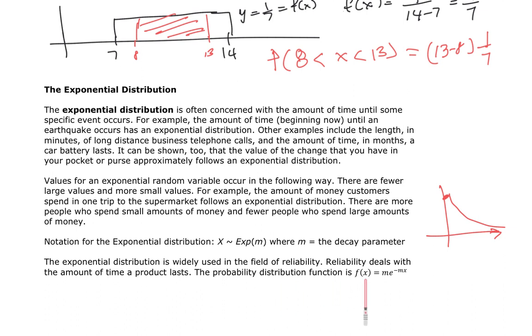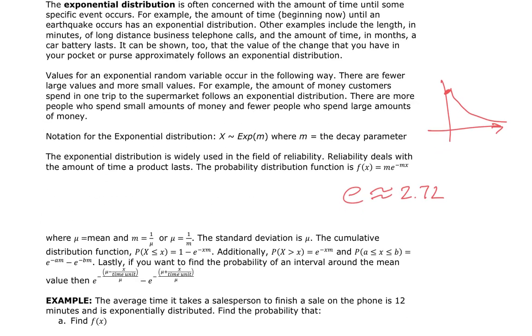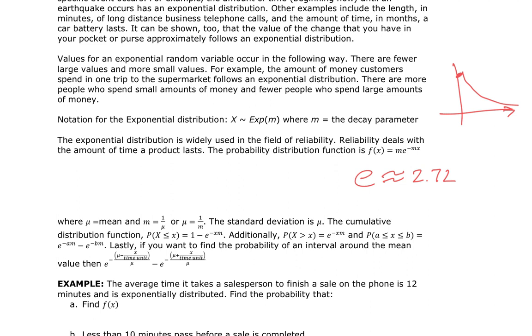So the probability density function looks like this, where it's m multiplied by e raised to the negative mx. And e, by the way, is just a number. e is in our calculators. It's actually in our spreadsheets, and it's approximately equal to 2.72. It's just a number. So how do we get m? Well, we're going to have this mean, mu, and m is going to be 1 over the mean, or mu is equal to 1 over m, depending on what you have. The standard deviation is also mu.